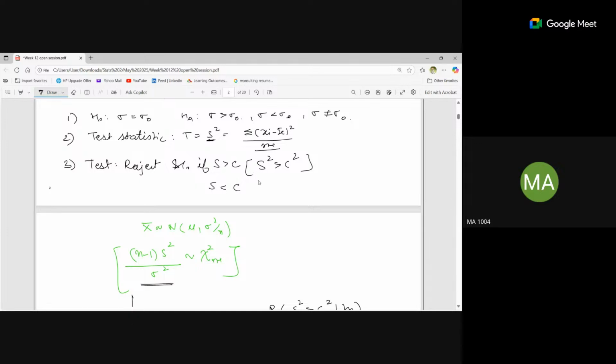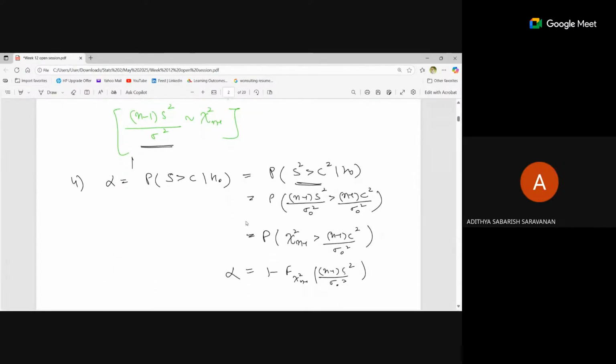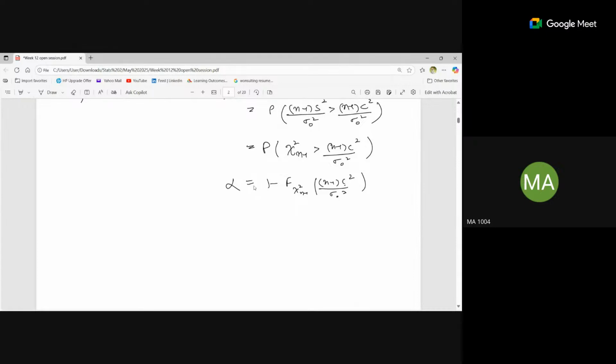Generally, will it not be minus C here? No, no. Because in the chi-square test, everything is positive. So my rejection region will be S greater than some critical value C, and if it's a left tail, S will be less than some critical value. Because this is standard deviation, it will always be positive.